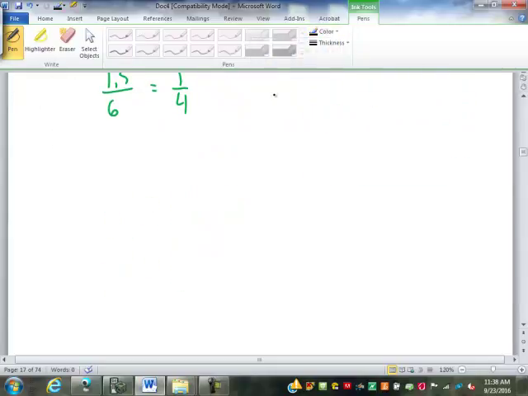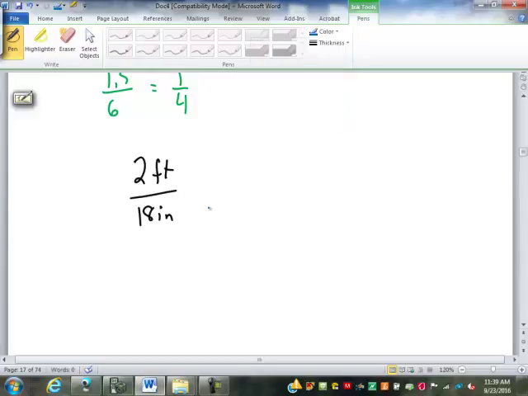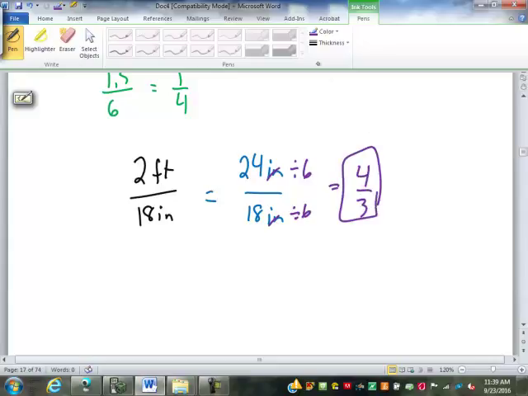So what if I have something like 2 feet compared to 18 inches? Well, that's not a ratio the way it's written. But fortunately, I can change 2 feet to be 24 inches. Now it's 24 inches to 18 inches. Now it's a ratio. The inches cancel out. Both 24 and 18 can be reduced by dividing by 6, giving me a 4 to 3 ratio.